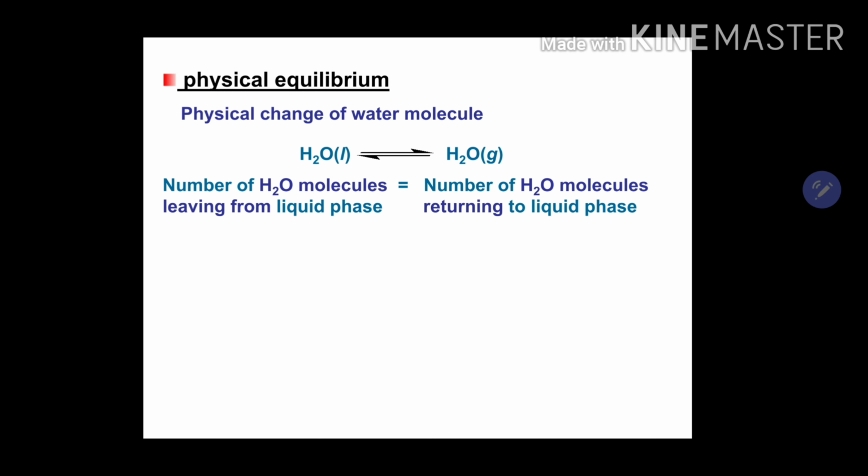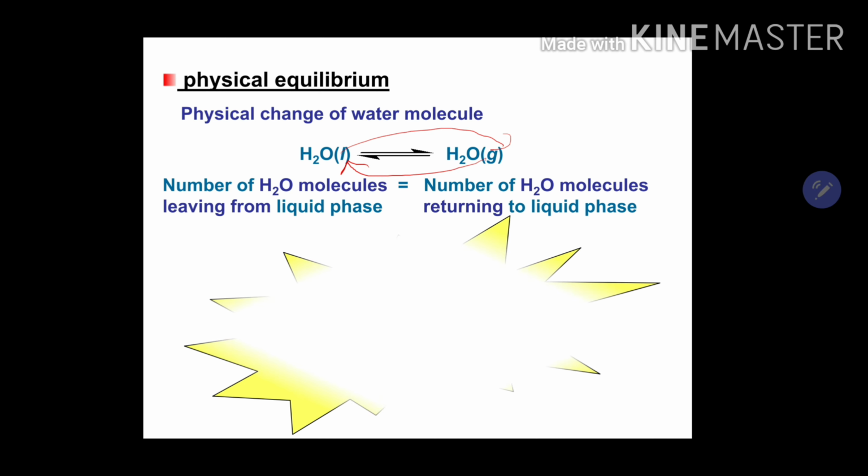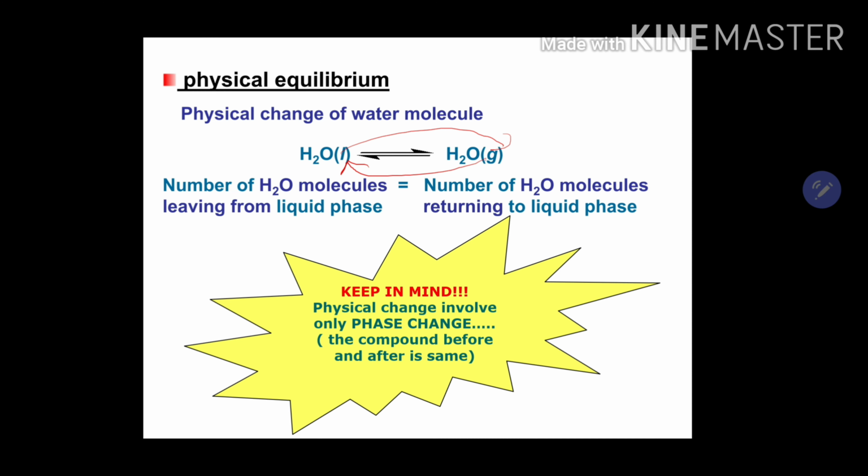Now we move to types of equilibrium. The first one is physical equilibrium. For example, physical change of water molecule. The number of H2O molecules leaving from liquid phase to gas phase is equal to the number of H2O molecules of gas phase returning to liquid phase. So keep in mind, physical equilibrium only involves phase change.